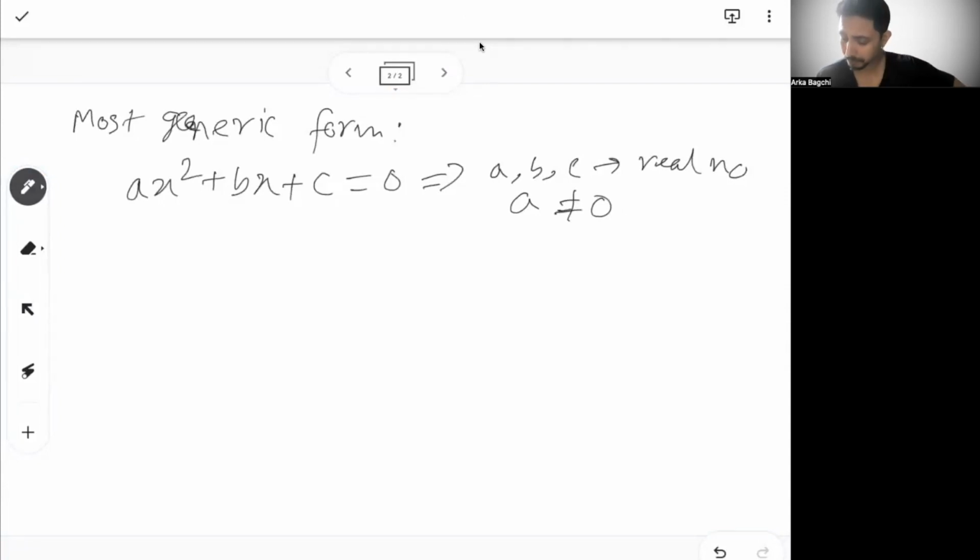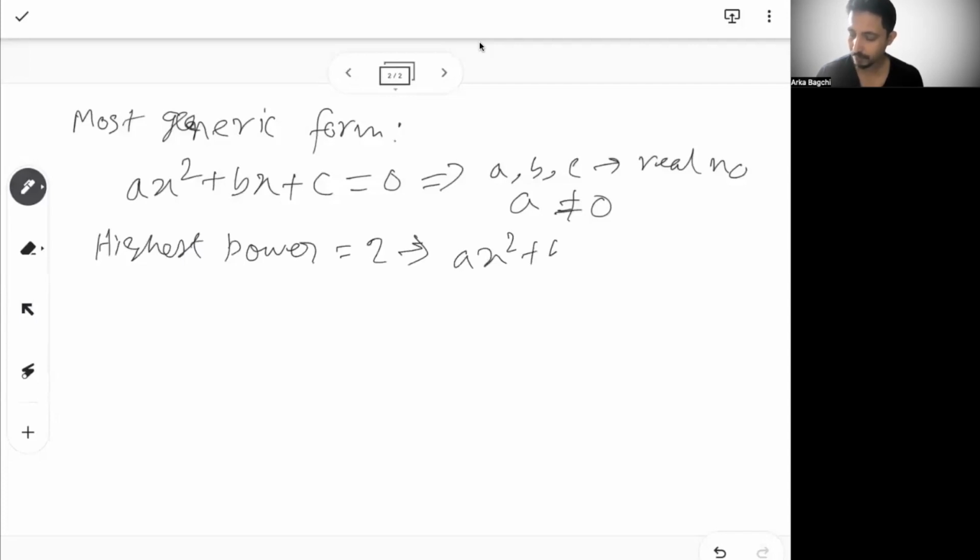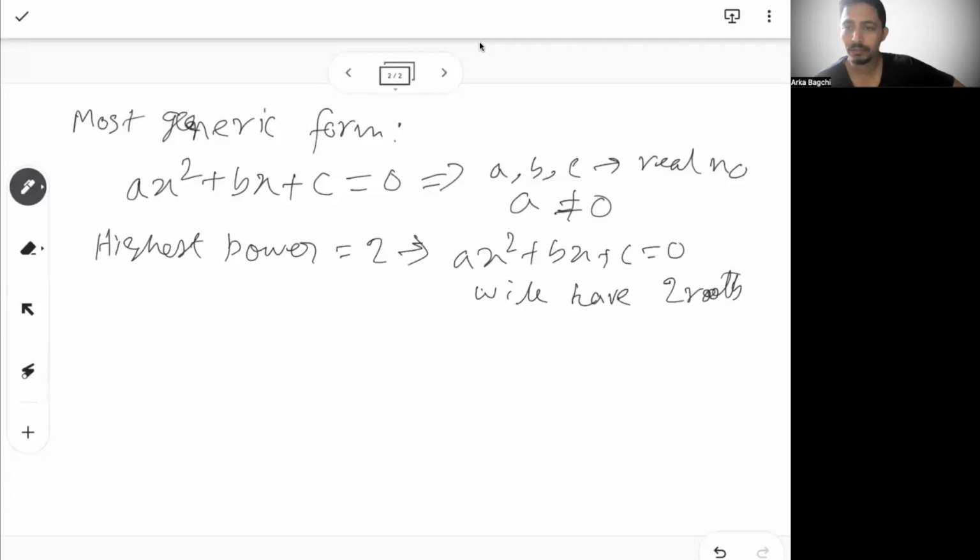Since the highest power is 2, ax square plus bx plus c equal to 0 will have two roots. Like we said in the linear equation, x can have one solution. Here x will have two solutions, and these solutions are called roots. So the equation will have two roots.